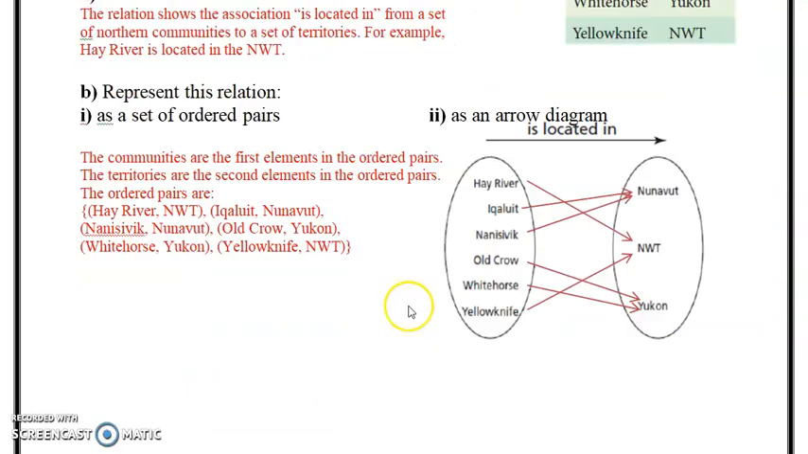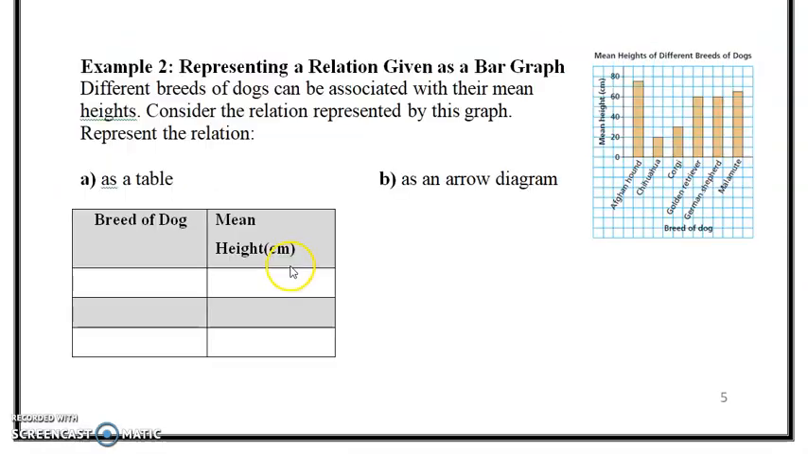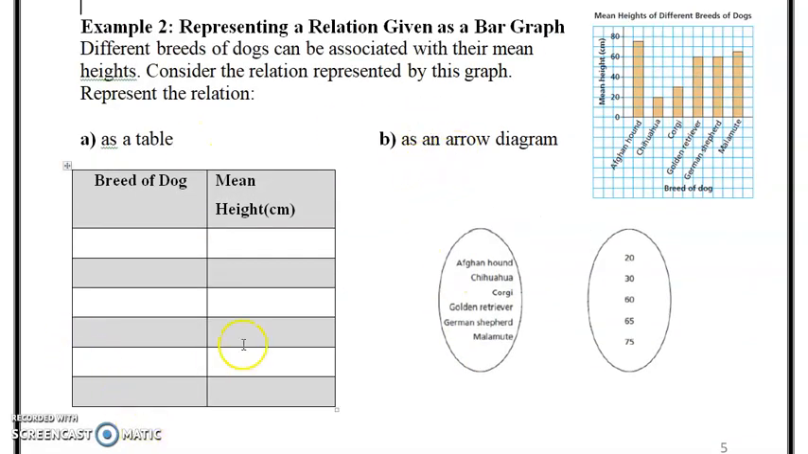The next thing we have is example two. Example two says, represent a relation given as a bar graph. A bar graph is exactly what it sounds like: you do bars that are vertical, and you go from there. So what we're going to do is create a table based on the data from this information here. In the data, we have six different breeds of dogs, and we have the corresponding average height of each breed of dog.